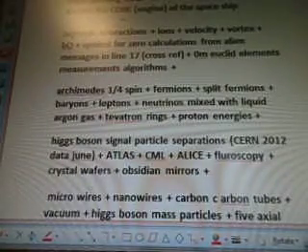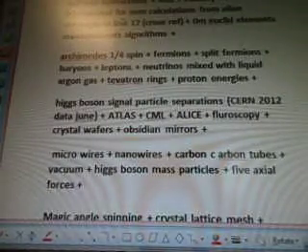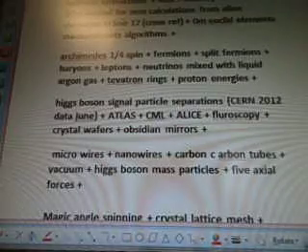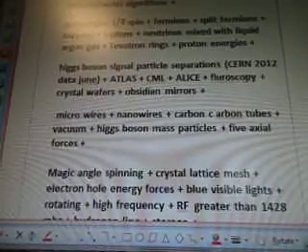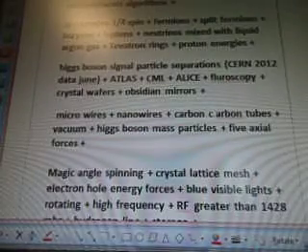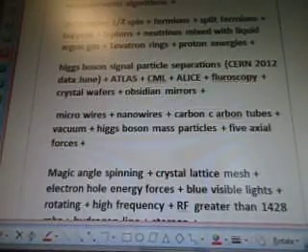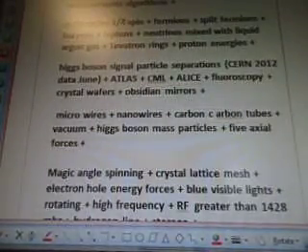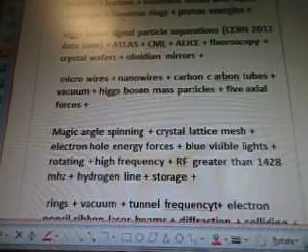Archimedes 1/4 spin fermions, split fermions, plus baryons, leptons, neutrinos mixed with liquid argon gas. Add your Tevatron rings and proton energies. Higgs boson signal particle separations from CERN 2012 data from June. ATLAS, CMS, ALICE, fluoroscopy. Crystal wafers, obsidian mirrors, microwires, nanowires, carbon nanotubes.